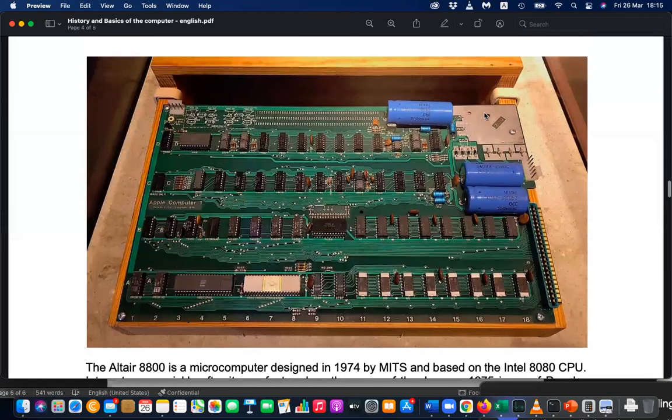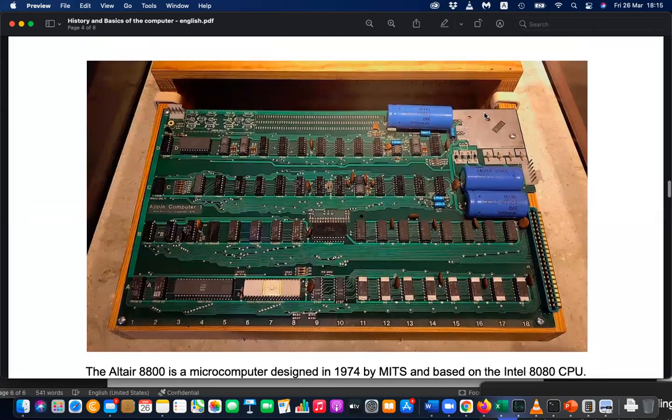This is a very popular image. So how many of you can recognize this computer? This is a popular image of a computer. You can see LSIs and ICs are there, a fourth generation computer. What is this? Yes.